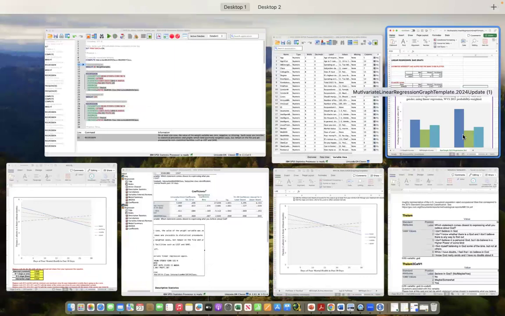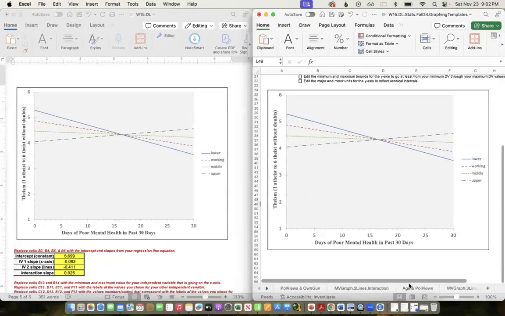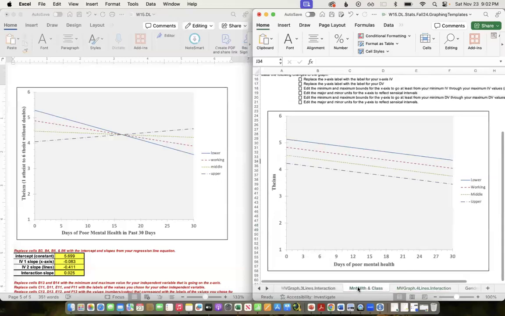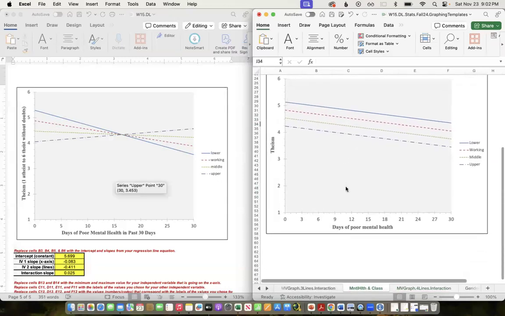Again, this was without the interaction, so you can compare. Before, we just said as days of poor mental health increase, your theism is decreasing, but we actually see that it's not the same for all classes.